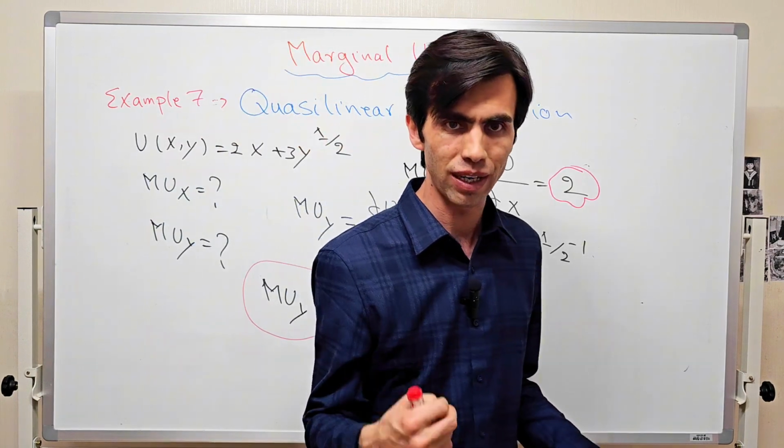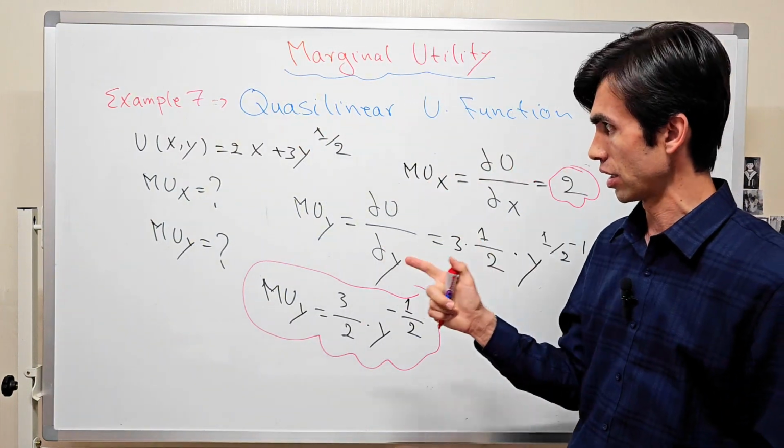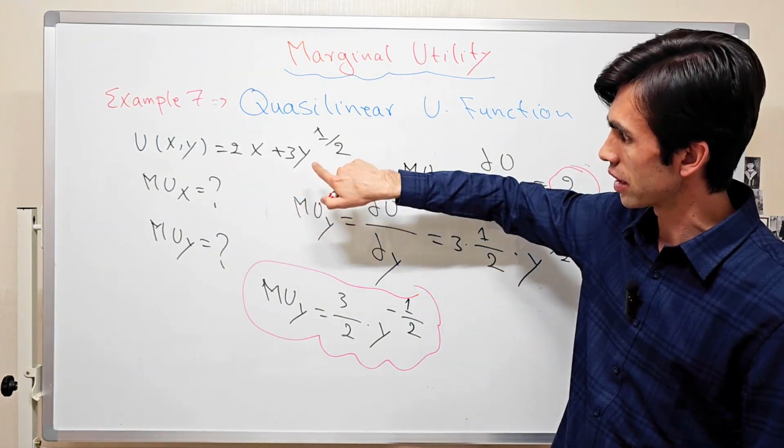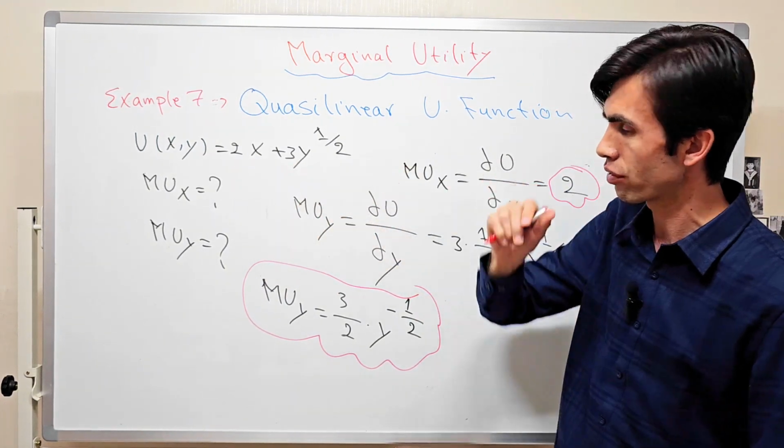So these are 2 examples related to the quasi-linear utility function. In the first case, our utility function was non-linear for x but linear for y, but in the second case it's linear for x but non-linear for y.